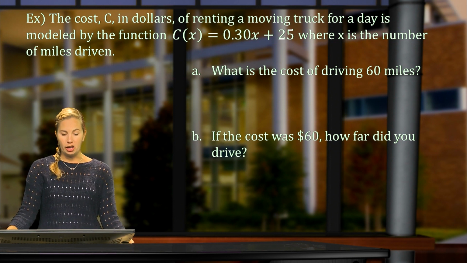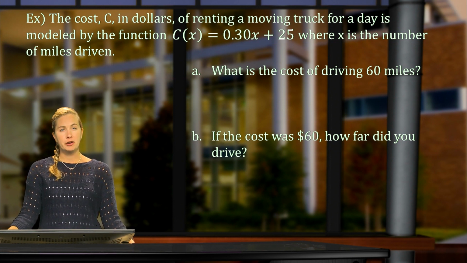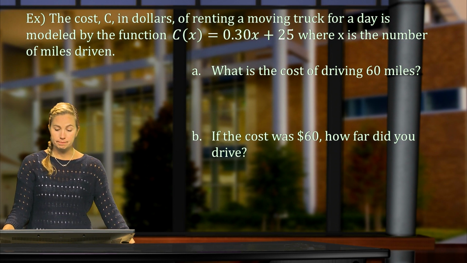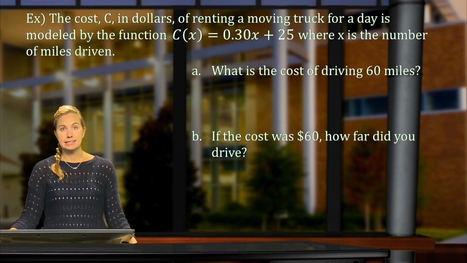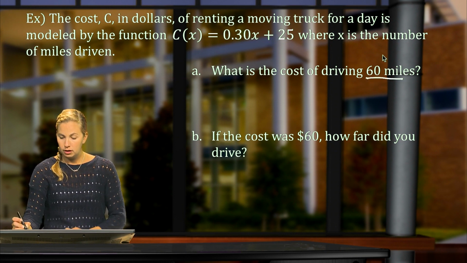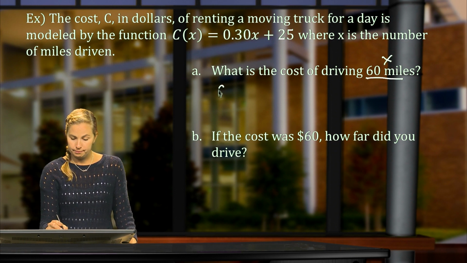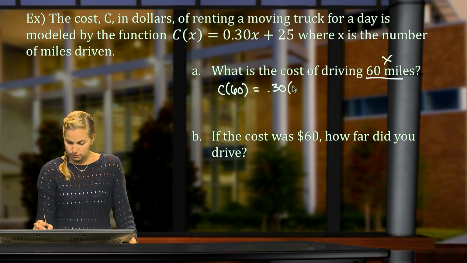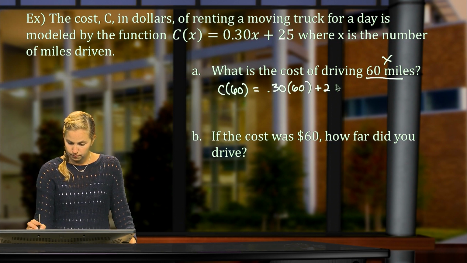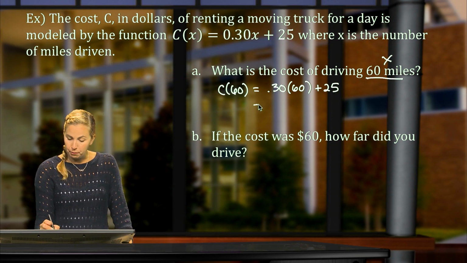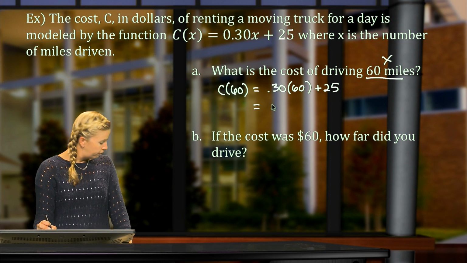The cost C in dollars of renting a moving truck for a day is modeled by the function C of x equals 0.30x plus 25, where x is the number of miles driven. Find the cost of driving 60 miles. X represents the number of miles, so 60 is what we're substituting in for x. Using your calculator, simplifying this, we get our cost is equal to $43.